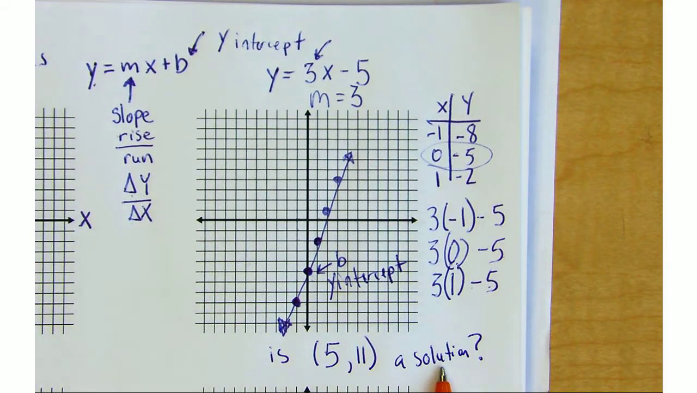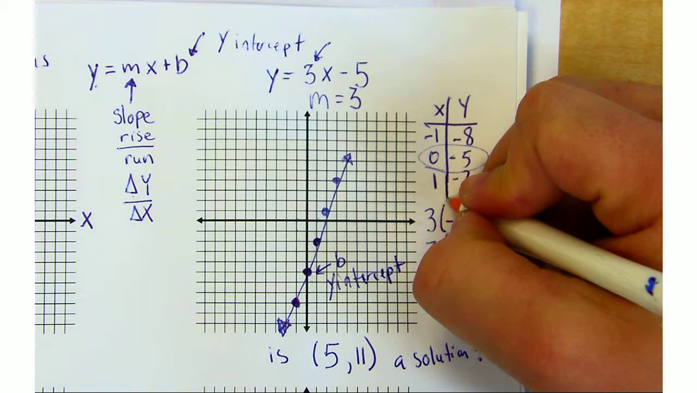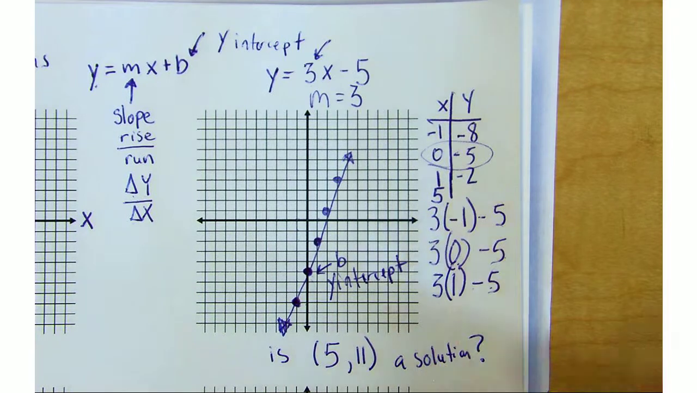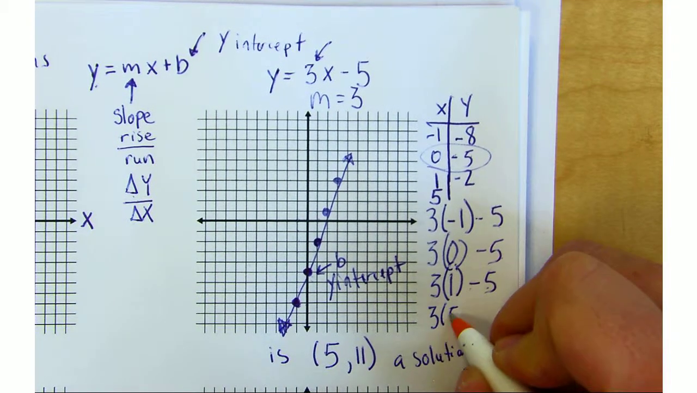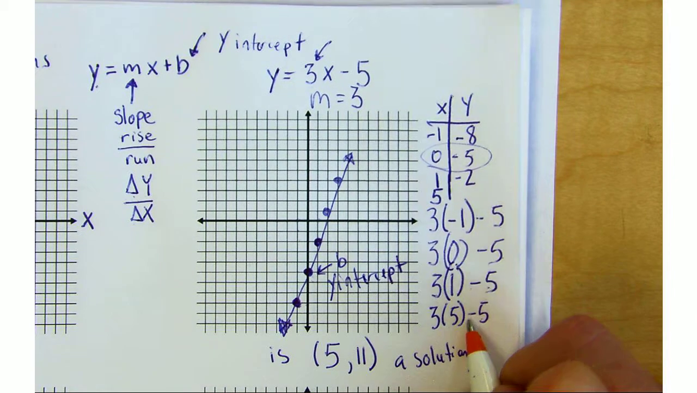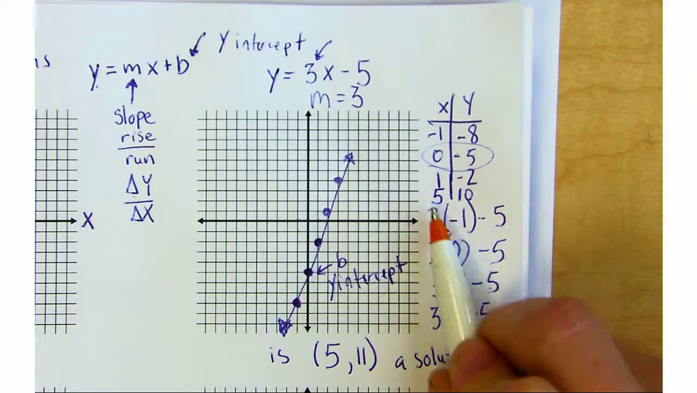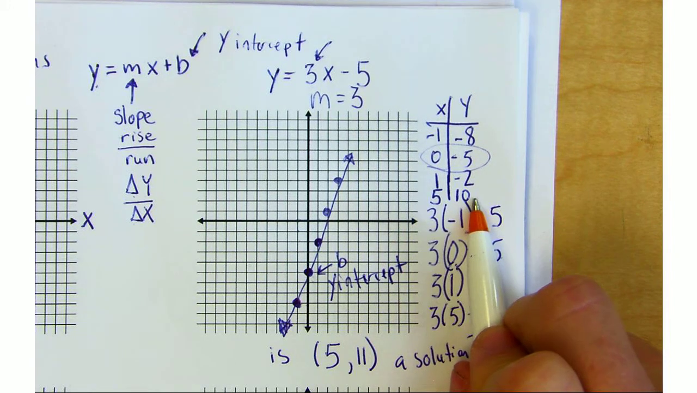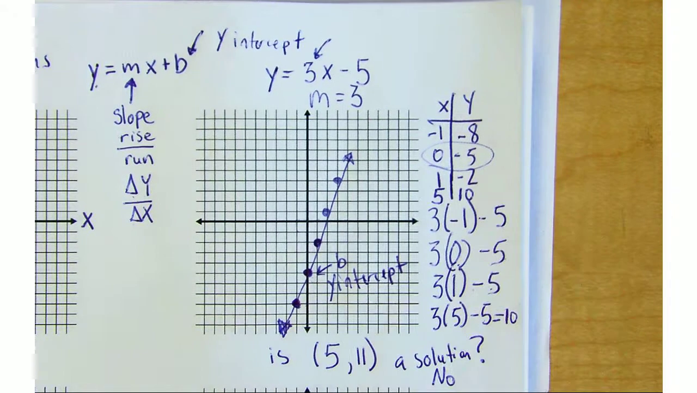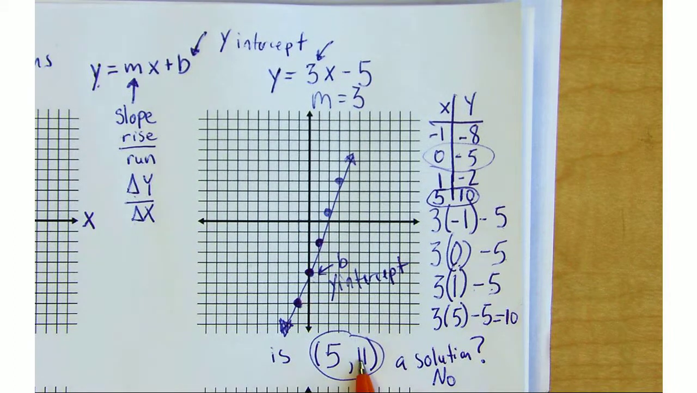So what I would do is I would just plug 5 in here, okay? So I'd put it on my table, and then I'd work it out. 3 times 5 is 15, minus 5 is 10. So we just found out the point (5, 10) is going to be on the line. So (5, 10) is on the line, not (5, 11). So no, it's not a solution because our point is (5, 10) versus that said it should be (5, 11). Does that make sense?